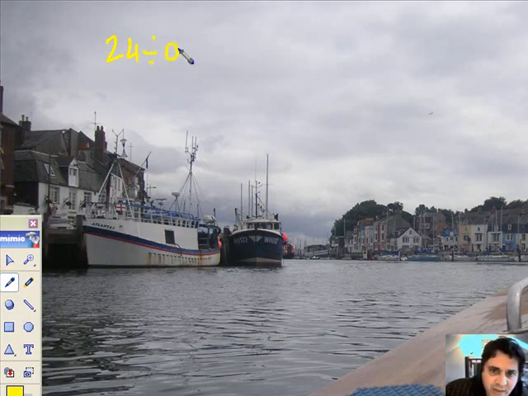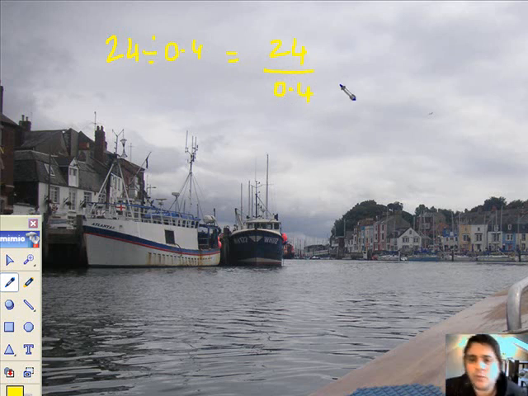24 divided by 0.4. Well, you all who know me know I hate that sign. It's confusing. It can look like a plus or a multiply. It can look like anything other than divide. If you do this, it becomes more visible. That can only mean divide, alright? So 24 all over 0.4.